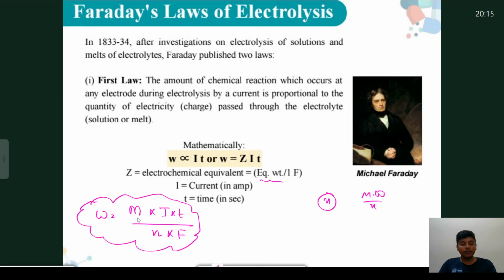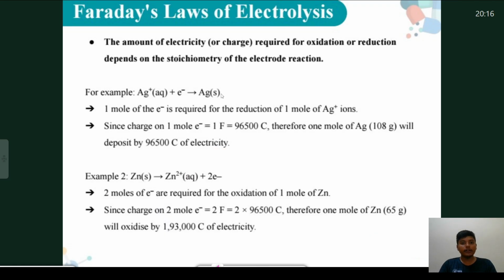What is M? M is the molecular weight of the metal. Generally we are talking about metal or gas, whatever is depositing. If chlorine is depositing, then Cl2 molecular weight. If oxygen is depositing, O2 molecular weight. Copper depositing, copper. Here silver is depositing. Silver has one electron, so you have to divide by one.